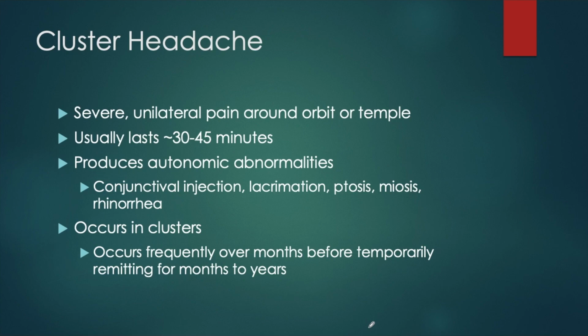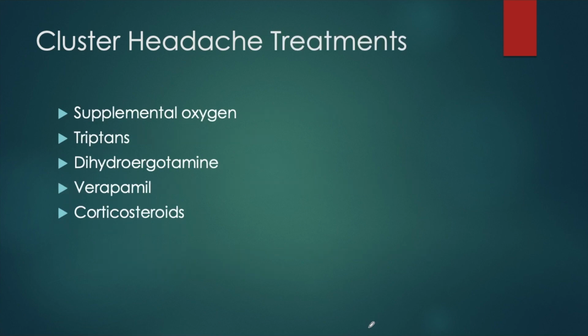Ethanol is commonly a trigger during a cluster. They are significantly more common in men than women. There are treatments you can provide during cluster headaches to help terminate the pain. Interestingly, supplemental oxygen can be given to treat an acute cluster headache. Triptans and DHE are also effective. Verapamil can be used to prevent attacks. Glucocorticoid steroids can also be helpful during clusters of attacks.